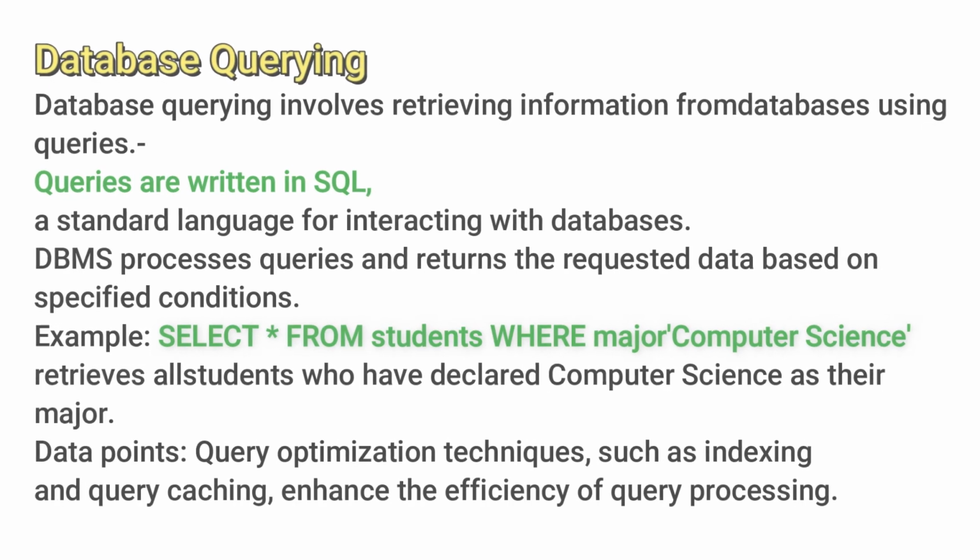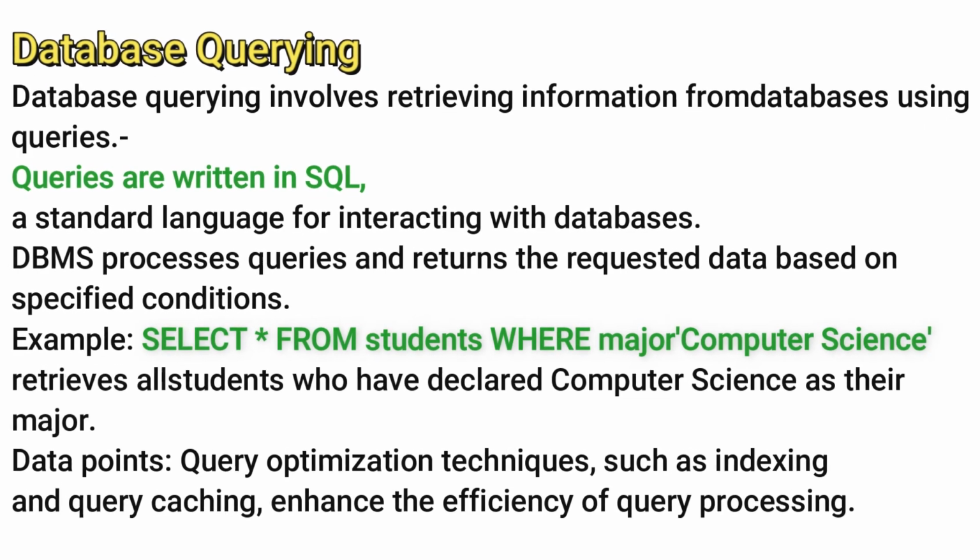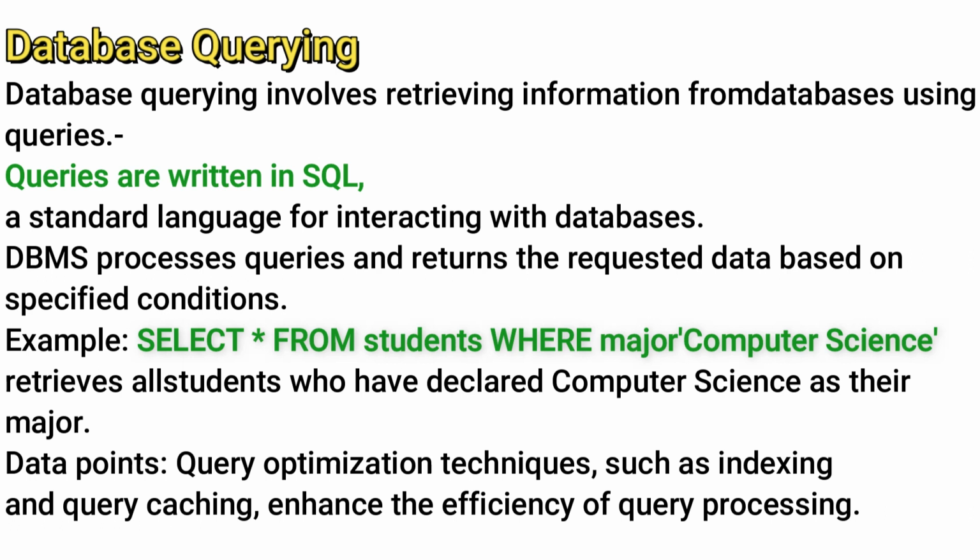Database querying. Database querying involves retrieving information from databases using queries. Queries are written in SQL, a standard language for interacting with databases. DBMS processes queries and returns the requested data based on specified conditions. Example: SELECT * FROM students WHERE major = 'computer science' retrieves all students who have declared computer science as their major. Data points. Query optimization techniques, such as indexing and query caching, enhance the efficiency of query processing.